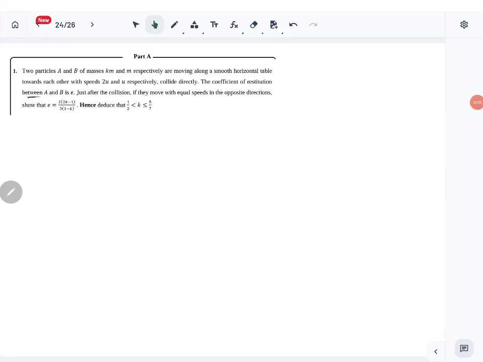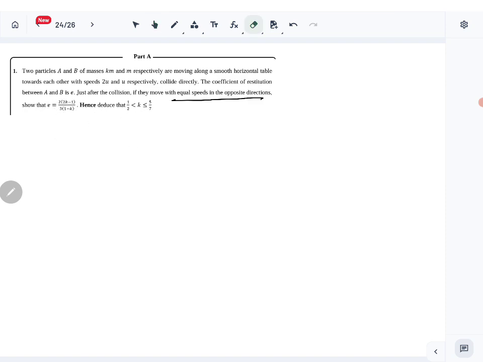Okay, let's look at applied paper question number 1, which is the collision question. Two particles A and B are given with masses km and m. They are moving along a smooth horizontal table towards each other with 2u and u speeds, and collide directly. The coefficient of restitution is e. Just after collision, they are moving with equal speeds in opposite directions. If so, we have to show the coefficient of restitution is equal to this. So let's do that part first.